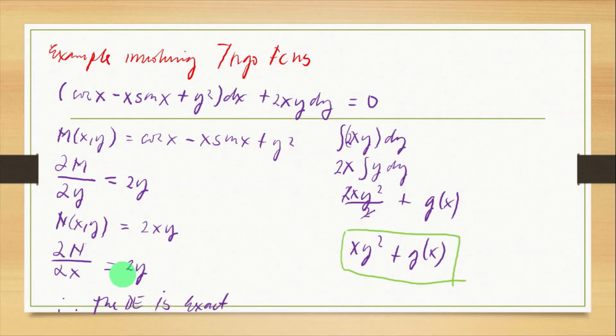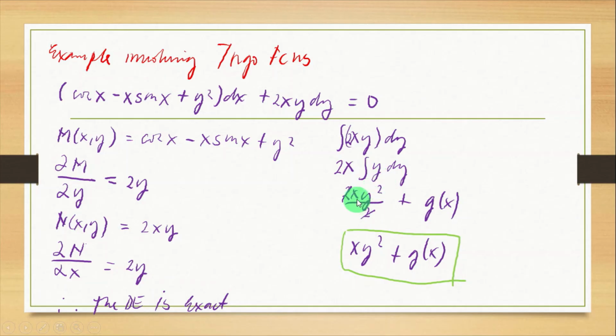Therefore, we consider the differential equation as exact because the partial derivative of m with respect to y is equal to your partial derivative of n with respect to x. Now, you get the integral. The integral of 2xy dy with respect to y is, you need to treat your 2x as constant. So you factor that out, then you take the integral of y dy. So the integral of y dy is y squared over 2.